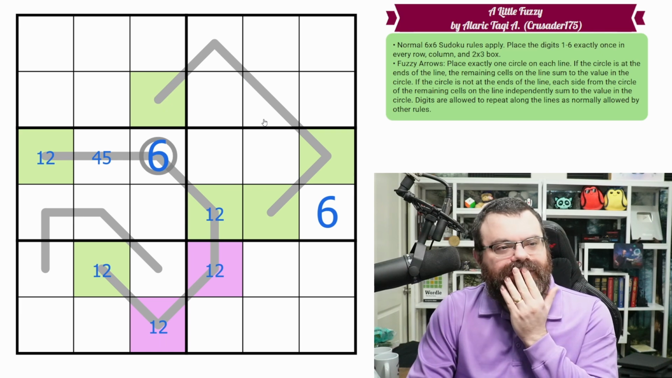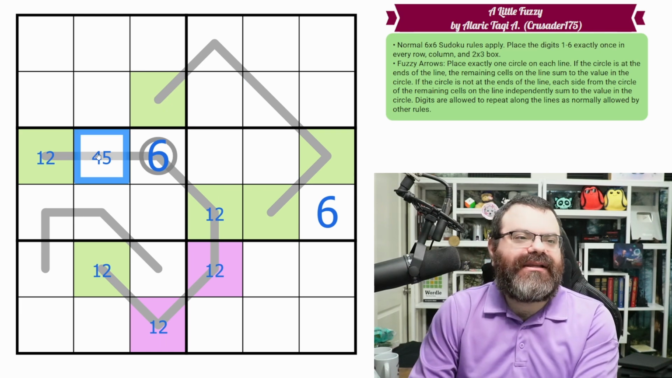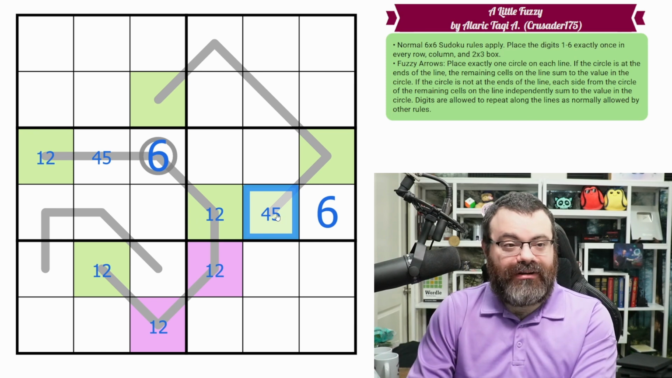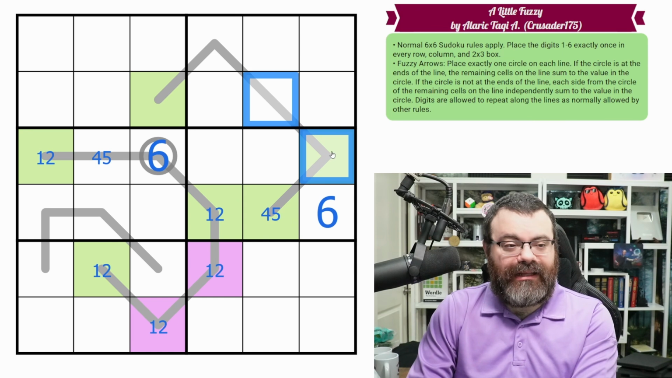Oh, something I didn't do is the roping here. This is the 4, 5. That's on our sum. So we can't. Can I do 4, 1, 1?